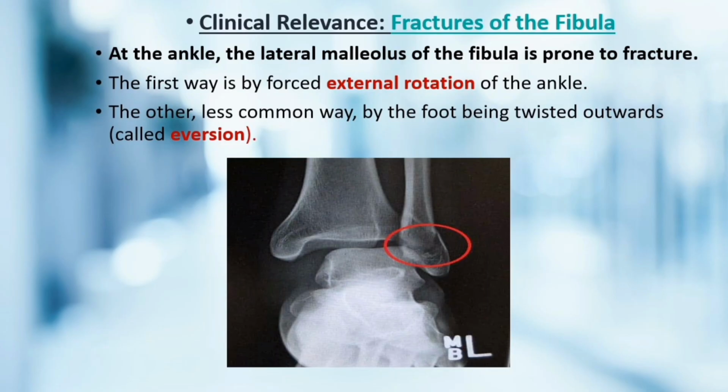Clinical relevance. Fractures of the fibula. At the ankle, the lateral malleolus of the fibula is prone to fracture. There are two main ways in which this occurs. The first way is by forced external rotation of the ankle. This force of the talus against the bone causes a spiral fracture of the lateral malleolus. The other, less common way, is by the foot being twisted outwards, called eversion. Again, the talus presses against the lateral malleolus, and this time causes a transverse fracture.